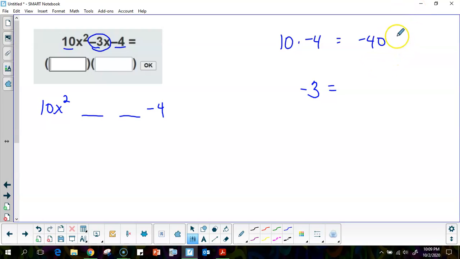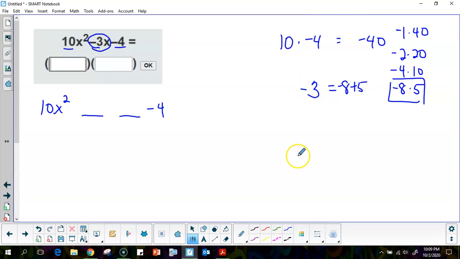So let's see, it can't be negative 1 times 40. Negative 2 times 20, no. Negative 4 times 10, that won't work. What about negative 8 times 5? Yep, negative 8 times 5 is going to be the pair of numbers, because negative 8 plus 5 equals negative 3. So when I put that over here, I will put minus 8x, which is this part of it, plus 5x, like that. And then we want to group them with parentheses.